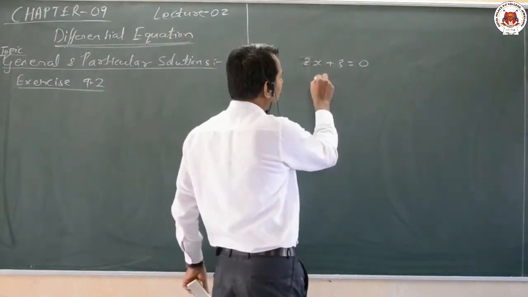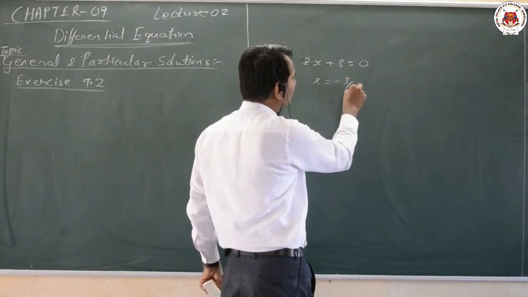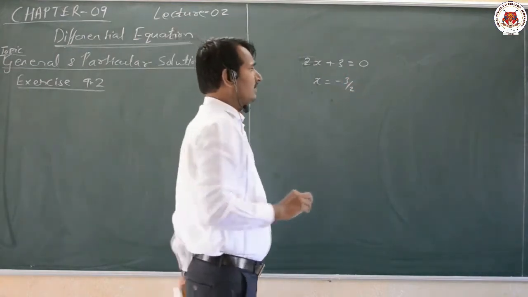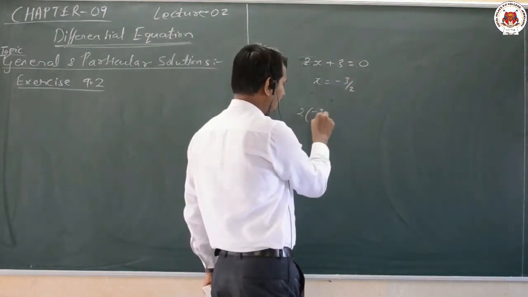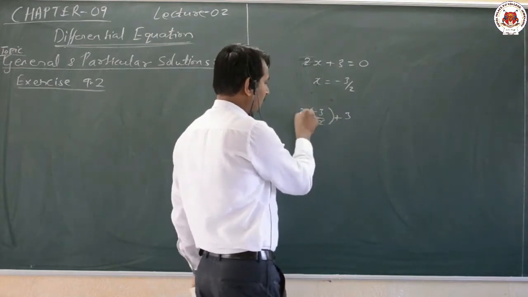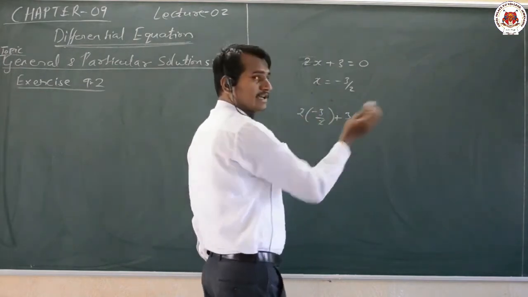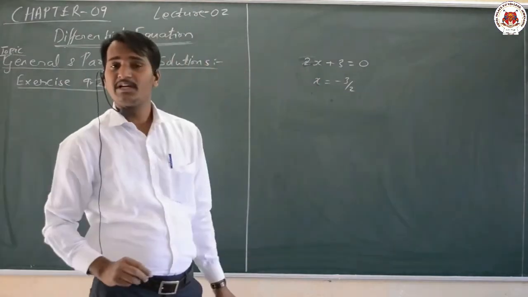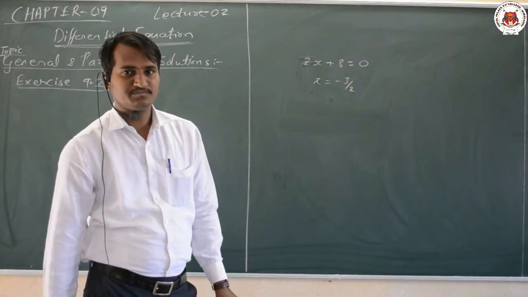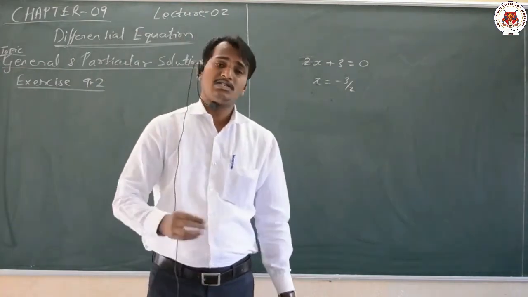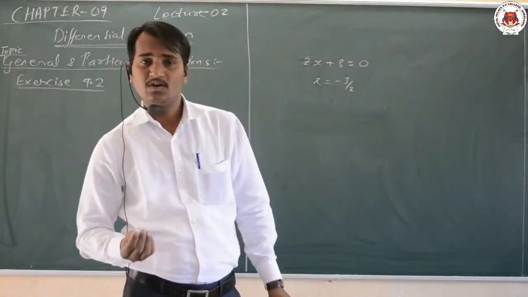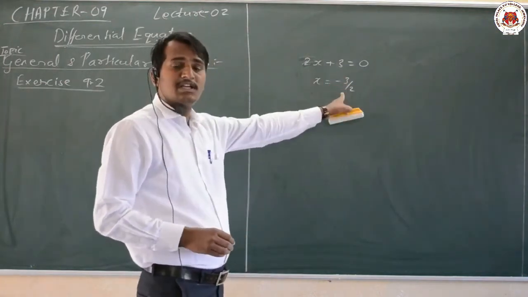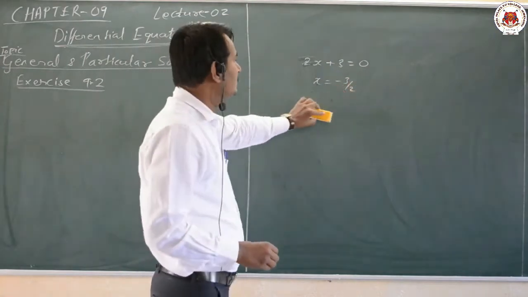So here if I put x equal to minus 3 by 2 and substitute this value, we get our required result: 2 into minus 3 by 2 plus 3, the 2 gets eliminated, minus 3 plus 3, the value will be 0. That means x equal to minus 3 by 2 is our required solution here. Similarly, you learned about the solution of quadratic equations, that is, at what value of x it satisfies the given equation.